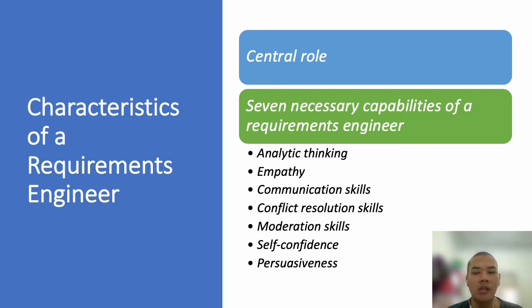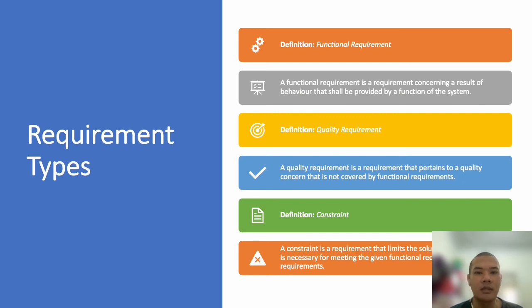Next, we will talk about the requirement types. There are several requirement types in requirement engineering. First of all is functional requirement, then quality requirement, and then constraint. Functional requirements define the functionality that the system to be developed offers. Usually these requirements are divided into functional requirements, behavioral requirements, and data requirements.